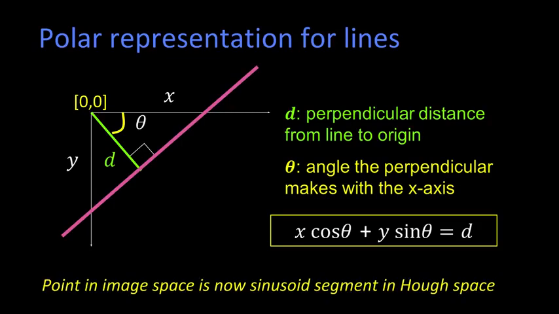One of the interesting things now is, if you take a look at this equation, if I know x and y, what I have left in terms of d and theta is a sinusoid. Which is why we say that a point in image space is now a sinusoid in Hough space, and we'll see an example of that in a minute.